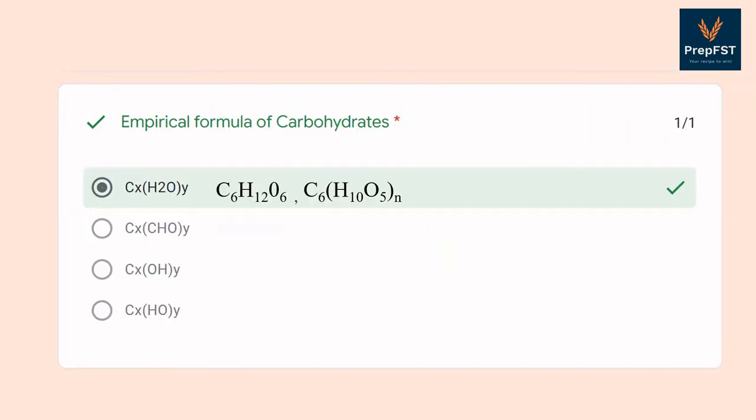Next question, the empirical formula of carbohydrates. The answer is option A, C x H2O whole bracket Y. If I talk about any example of any carbohydrate, all follow this empirical formula. For example, C6H12O6, which is for glucose, and C6H10O5 whole N, that is the empirical formula for starch.